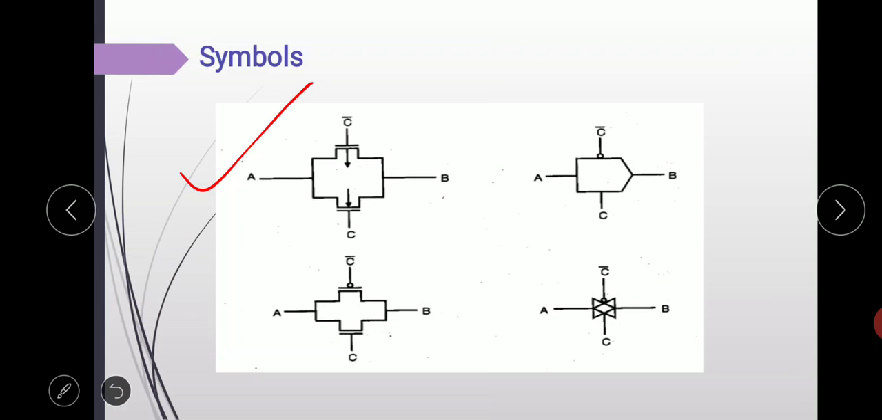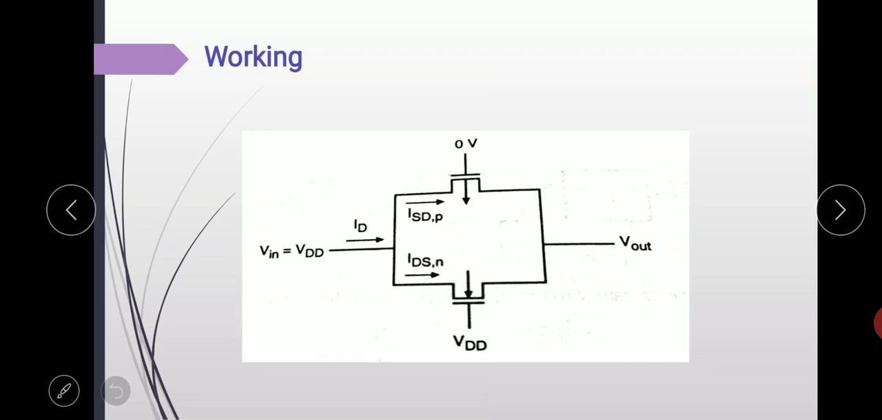These are the symbols of transmission gate. In this symbol, you can see this one is the PMOS symbol and this one is the NMOS symbol, and they are connected in parallel. And these are the different representations of the CMOS transmission gate. So this one is the diagram.